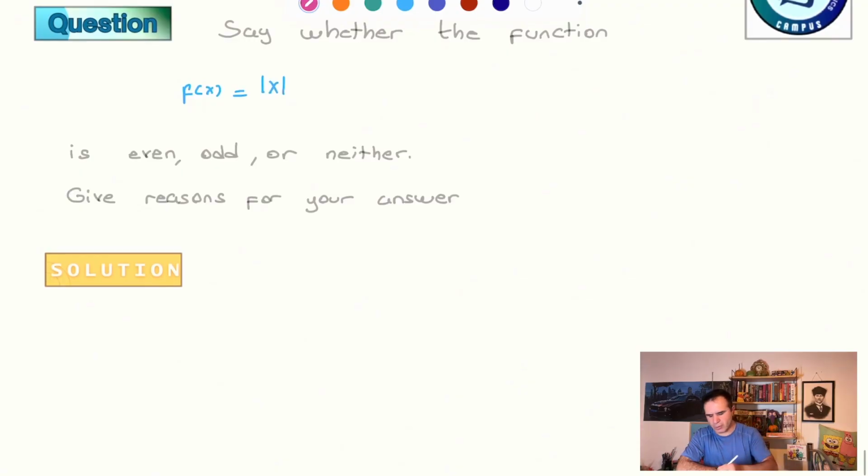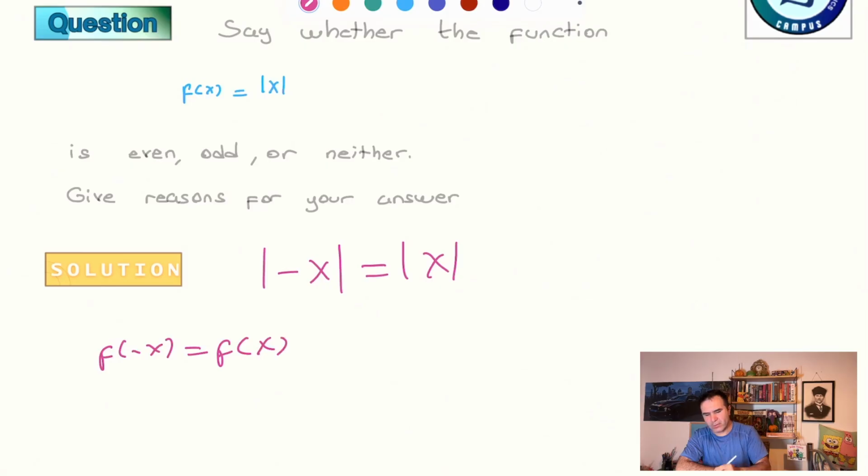For the absolute value function, absolute value of minus x is always equal to absolute value of x. So again, because f of minus x equals f of x for the absolute value function for all values of x, the absolute value function is also an even function.